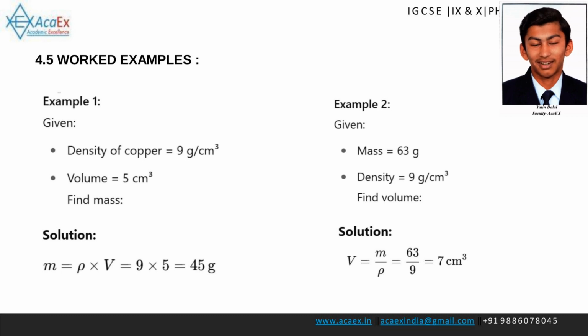Example 2. Given: the mass is 63 grams and the density is 9 grams per cubic centimeter. Find the volume. Solution: volume equals mass divided by rho. That is 63 divided by 9, which equals 7 cubic centimeters.